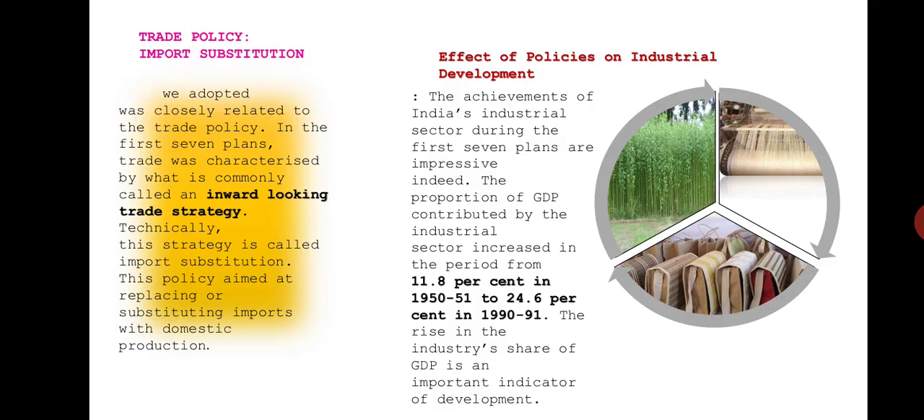Now if we go through the critical appraisal of industrial development, 1950 to 1990, the proportion of GDP changed. The industrial sector share increased from 11.8% in 1950-51 to 24.6% in 1991. That is, the industrial sector became well diversified. The role of small scale industry also increased. Licensing policy was introduced. The public sector's role became important, and it made a remarkable contribution in promoting the industrial base.